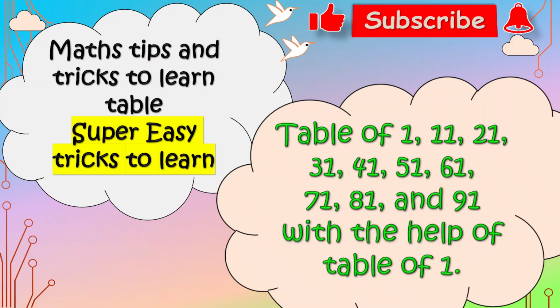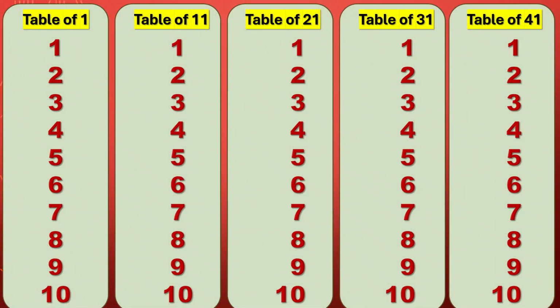Let's start. For the table of 11, write the table of 1 before the table of 1. 1 ones are 1, 1 twos are 2, 1 threes are 3, 1 fours are 4, 1 fives are 5, 1 sixes are 6, 1 sevens are 7, 1 eights are 8, 1 nines are 9, and in the last write 1.